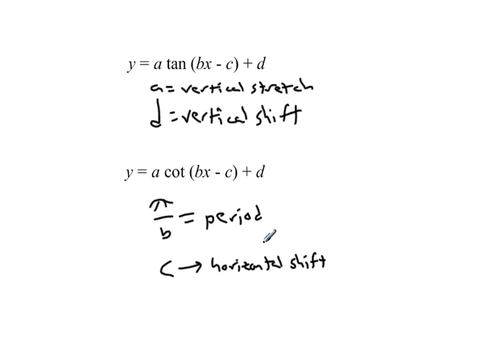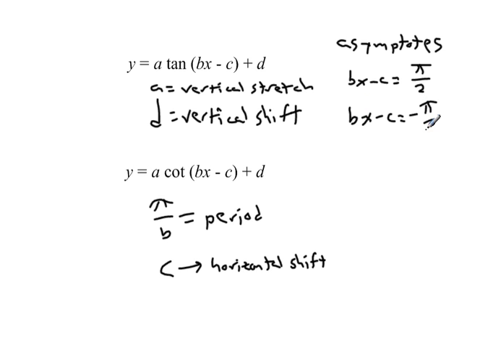All right, now it's going to be a little bit different. The horizontal shift is the same, but here's something that's a little bit different. To find the asymptotes for a tangent curve, what you do is you set bx minus c equal to pi over 2, and we set it equal to negative pi over 2. And the reason we choose those values is because that's where the asymptotes are on your general basic tangent curve.